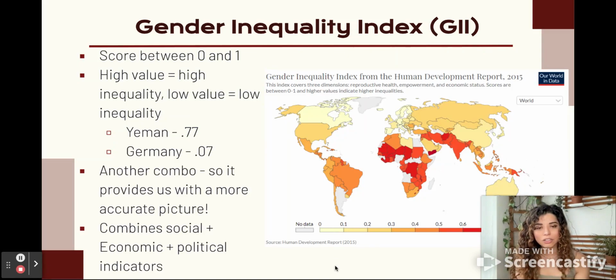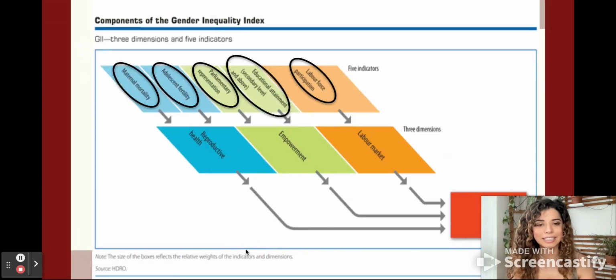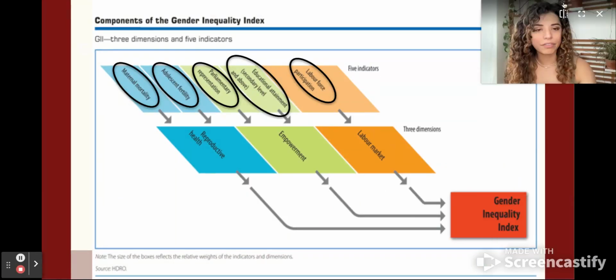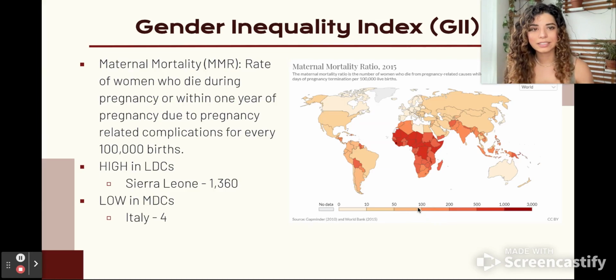So this allows us to have a more accurate picture because it also combines social, economic, and political indicators. So let's take a look at that. So all these different factors get applied to the gender inequality index. So we're going to go through each of these.